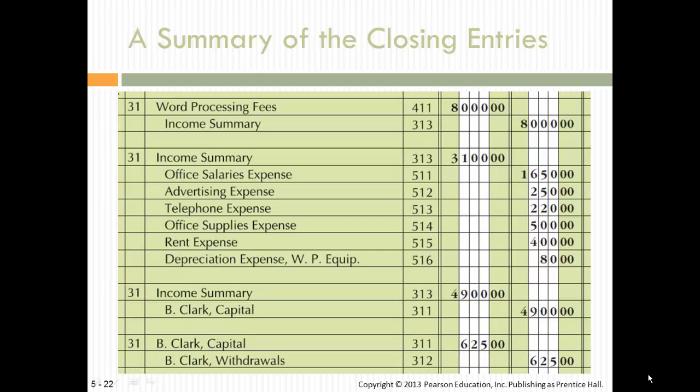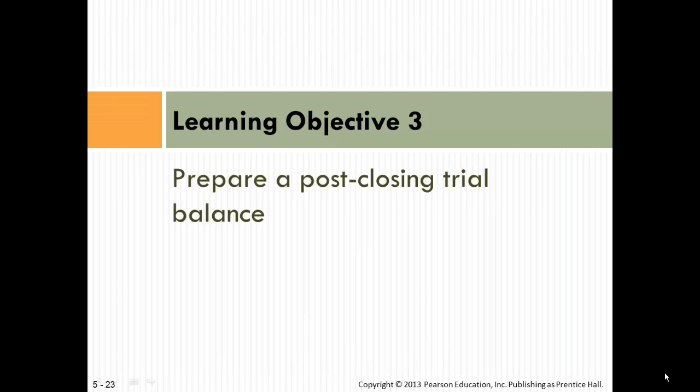And here's a summary of your closing entries. So here's your revenues. Close your revenues. You debit your revenue to your income summary to wipe it clean. You credit your expenses to your income summary to wipe them to zero. Remember, expenses have a normal debit balance, so you're crediting them. Revenue has a normal credit balance, so you debit it. The net of these go to capital, and then you close your withdrawals to capital.